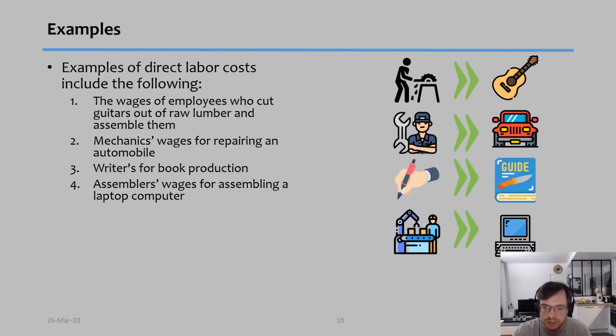So some more examples of direct labor. For example, someone cutting wood to produce guitars, a mechanic that fixes a car, a writer that writes a book, a factory assembler worker that produces computers. All these people are important to the production, yes, but they also contribute a major part of creating the product, and therefore they are direct labor too.